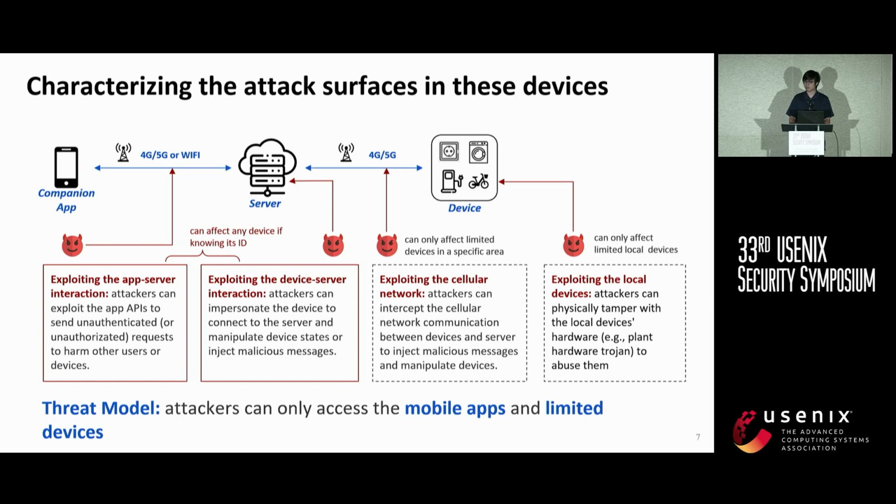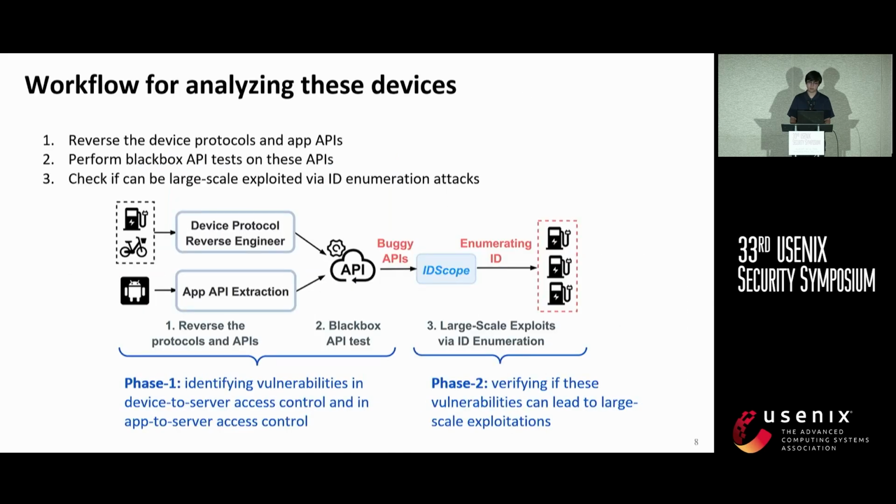We don't consider attacking local cellular networks or local devices, as such attacks would only impact a limited number of devices and fail to expand the adversary range. Instead, attackers exploit the communication between the device and servers or between applications and servers to maximize the potential impact on devices and users. Our only assumption is that the attackers can analyze both IoT devices and applications. To analyze these devices, we first reverse engineer their binary protocol and APIs. We then perform black box API testing to identify access control vulnerabilities in the device-to-server and application-to-server communications. Finally, we verify this vulnerability can lead to large-scale exploitation through ID enumeration attack.